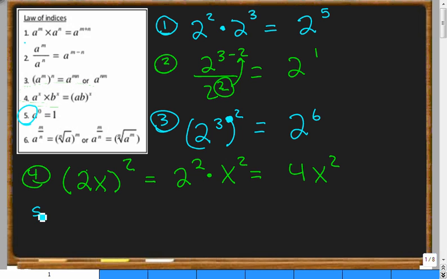5 tells us that any number to the 0 is going to give us 1. So like 5 to the 0 or 2 to the 0, it makes 1. So does 3 to the 0 and 4 to the 0 and etc.